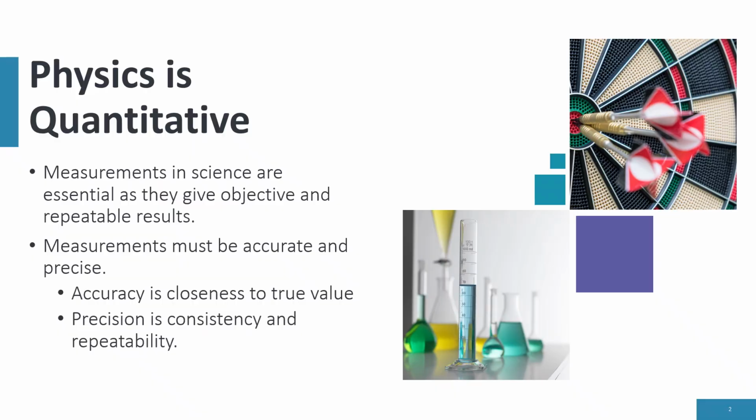Physics is quantitative. Just like most of the sciences, we try to measure, and we try to be as accurate and as precise as possible. That is because in science, we do a lot of experiments and we are always aiming to get as close as possible to the true value, so that whatever experiments we're working on are actually repeatable.